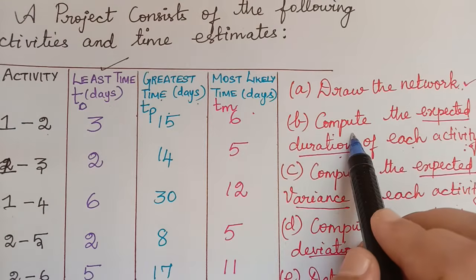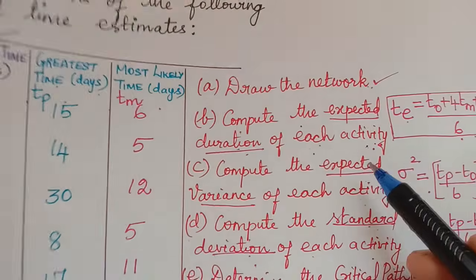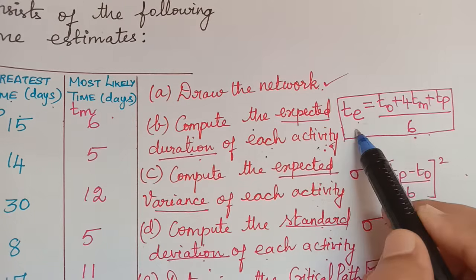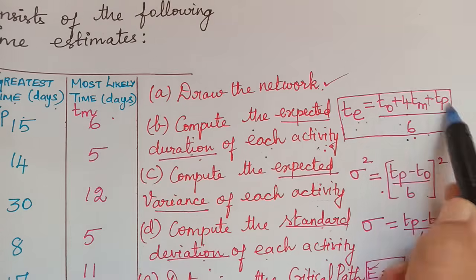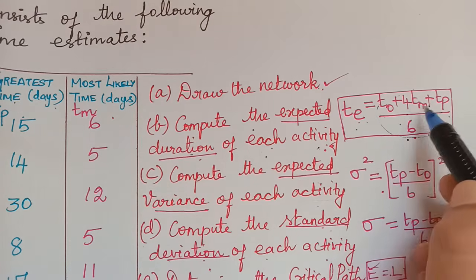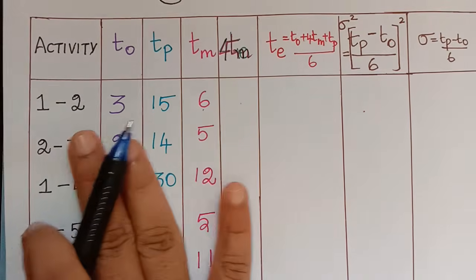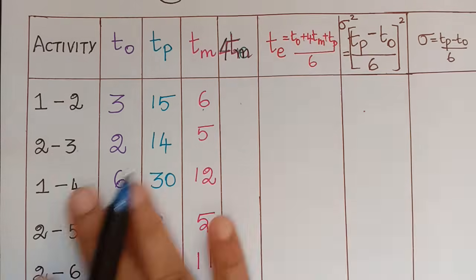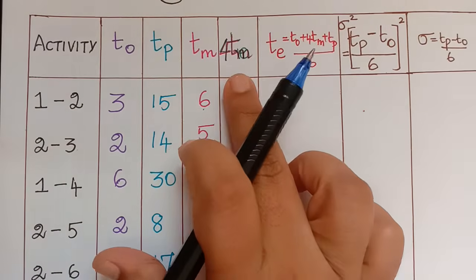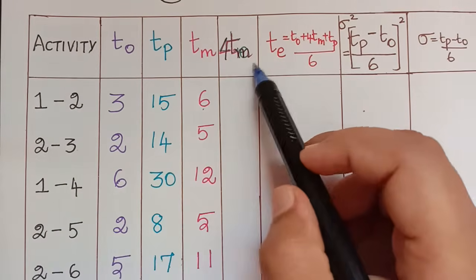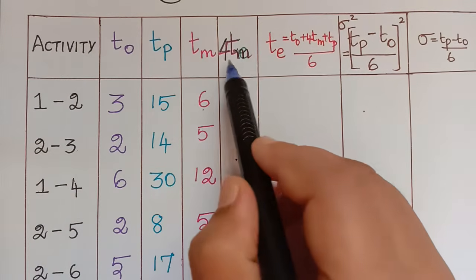The next question is to compute the expected duration of each activity. What is the formula for that? The formula is TE is equal to TO plus 4TM plus TP divided by 6. We already have TM, so from TM we have to calculate 4TM. I want to finish the calculation in the tabular column itself, so I have included this 4TM in the table. If you want, you can do it separately and neglect this column, but I want to finish it in the table itself.